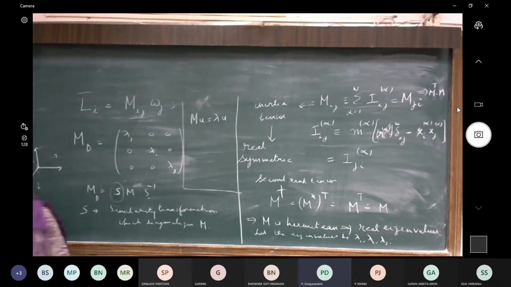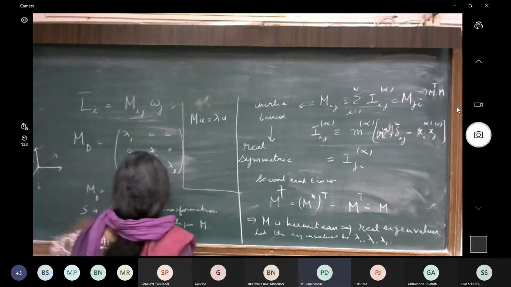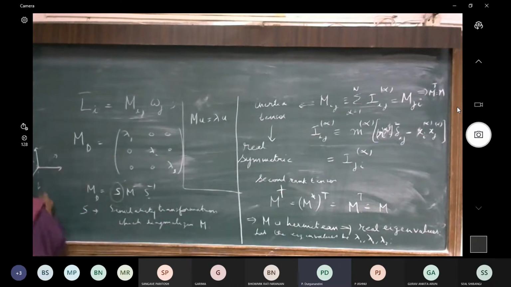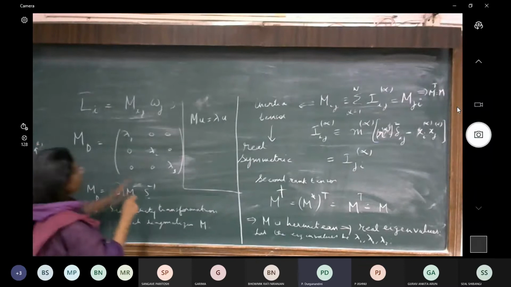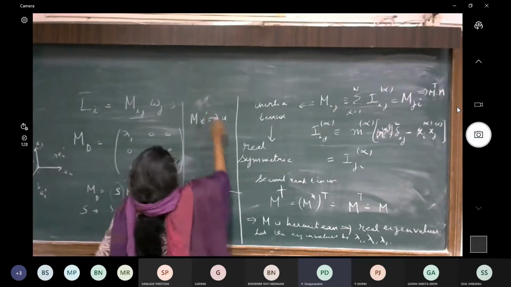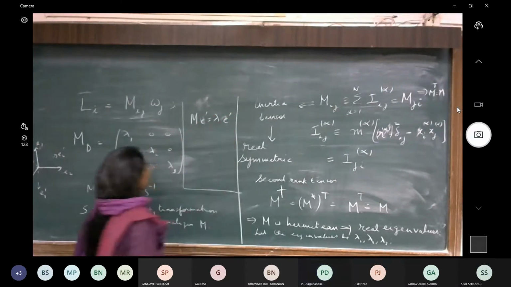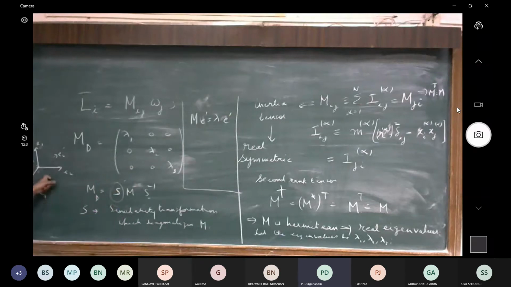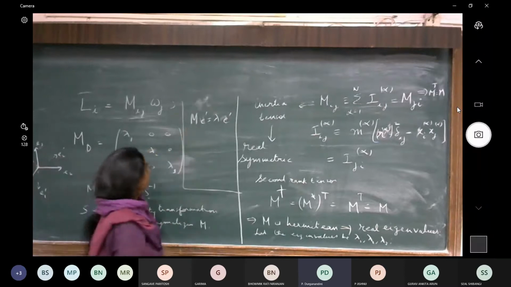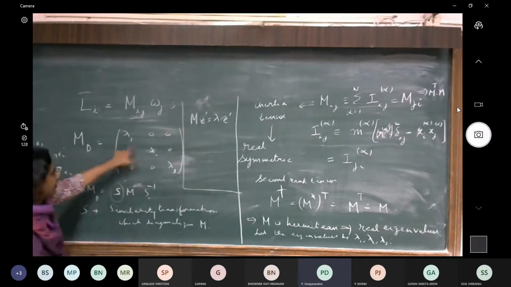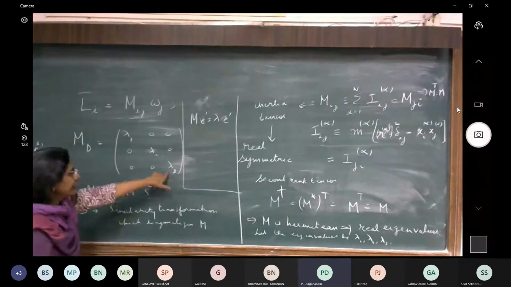Okay. So if I've gone to this new basis, let's assume that these are my eigenvectors. Instead of using U, I will write M e prime equal to lambda e prime. Now you can see that in this new basis, e1 prime, e2 prime, e3 prime, which are essentially the eigenvectors of this M corresponding to the eigenvalues lambda 1, lambda 2, lambda 3, M is diagonal.